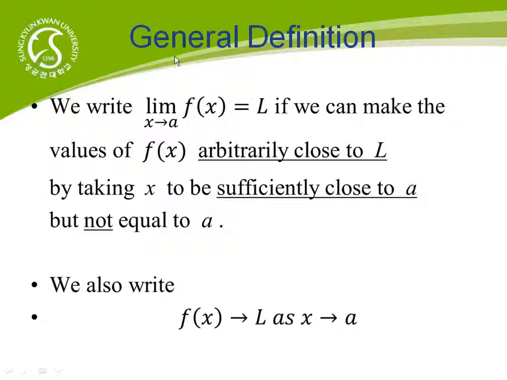Here's the general definition of the limit. We write the limit of f of x as x goes to a is equal to L if we can make the value of f of x arbitrarily close to L by taking x to be sufficiently close to a, but not equal to a. This is important. It doesn't have to be equal to a. x is close enough, just close enough, not equal to a. This notation can also be written this way: f of x goes to L as x goes to a.